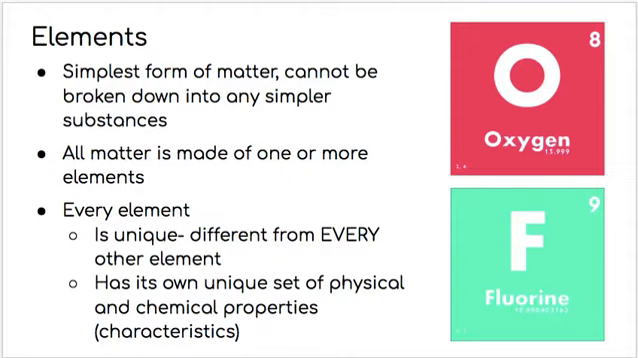Now, you need to know that every element is unique, meaning that it is different from every other element. So if you pick any element on the periodic table, it is completely unique and is not the same as any other element on the table. That is why they are classified as their own individual element. That means that each element has its own set of unique physical and chemical properties, which just means characteristics. So elements are very much like you. No element is the same as another. No element has the same properties or characteristics as another element.